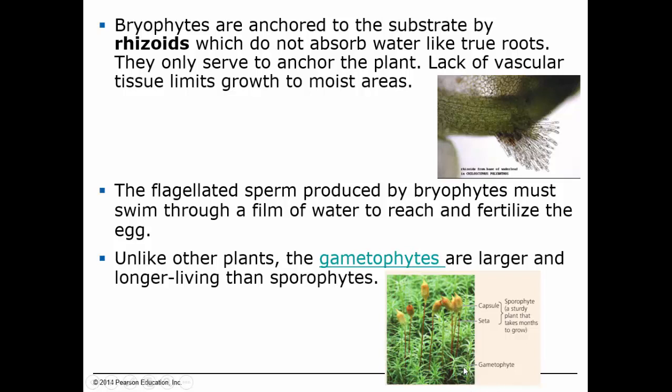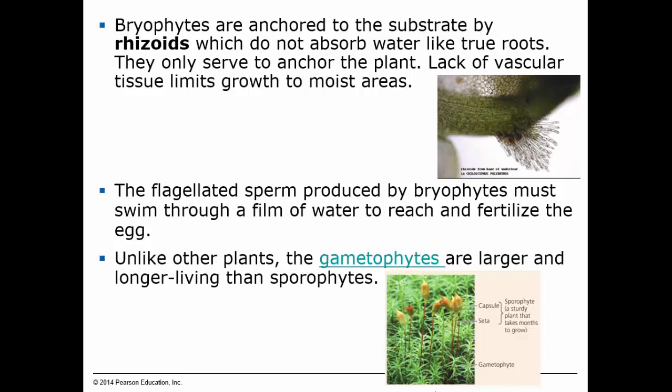Okay, so notice this green portion of the moss here. That's the gametophyte. There are male and female gametophytes that look identical to the naked eye. They produce gametes, and the gametes then form this stalk-like structure that grows up out of the gametophyte and is the diploid sporophyte. Within this diploid sporophyte, meiosis occurs, reduces the number of chromosomes, and results in the formation of spores.